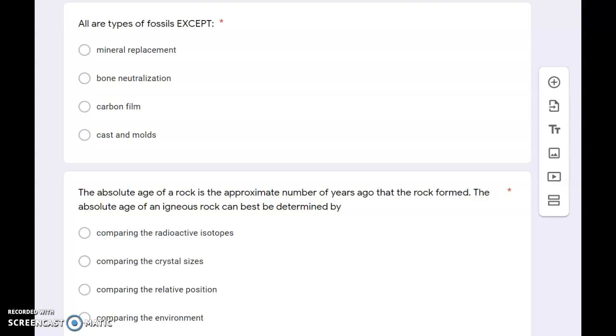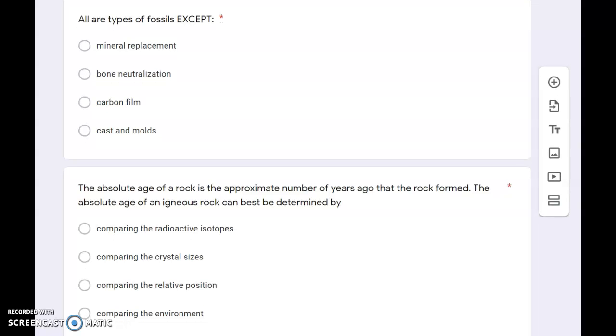All are types of fossils except: mineral replacement, bone neutralization, carbon film, casts, and molds. The absolute age of a rock is the approximate number of years ago that the rock formed. The absolute age of an igneous rock can be best determined by: comparing the radioactive isotopes, comparing the crystal sizes, comparing the relative position, comparing the environment.